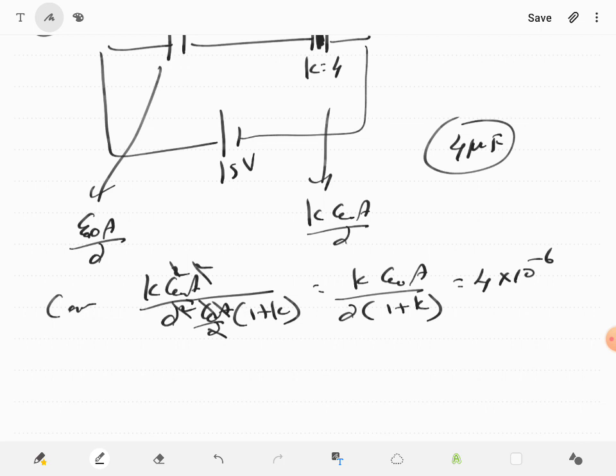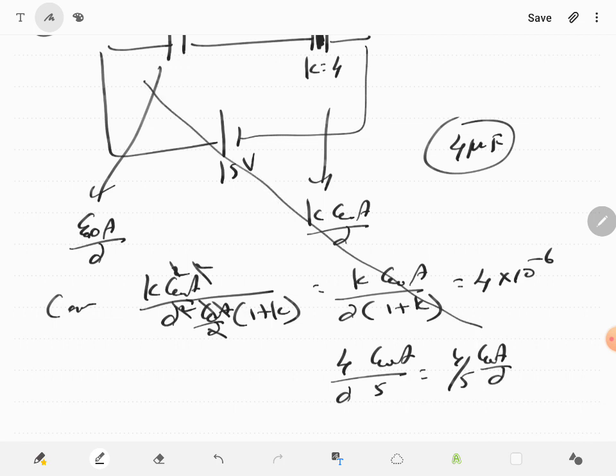K has been given as 4. So substitute that: 4 by 5 into epsilon naught into A by D. And epsilon naught into A by D is nothing but the capacitance of the original capacitor, the first capacitor.